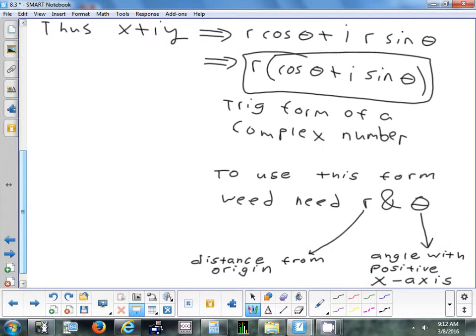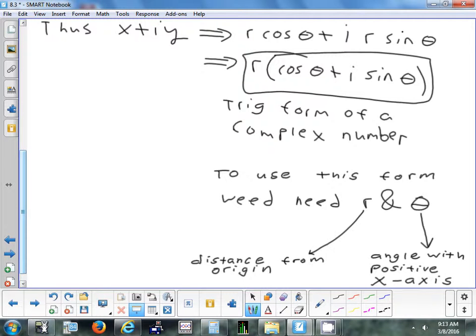Okay, so that's what I just said. You need r, and you need theta. If anybody's done any work in their shop with what's called polar coordinates, what we're doing right now is basically polar coordinates. So you might hear me say, write it in polar form, or you might hear me say, write it in trig form. If I say either one of those things, they mean the same thing.